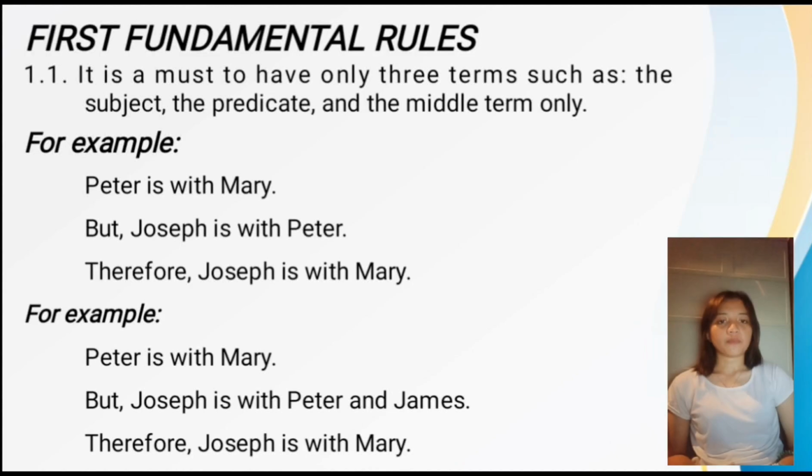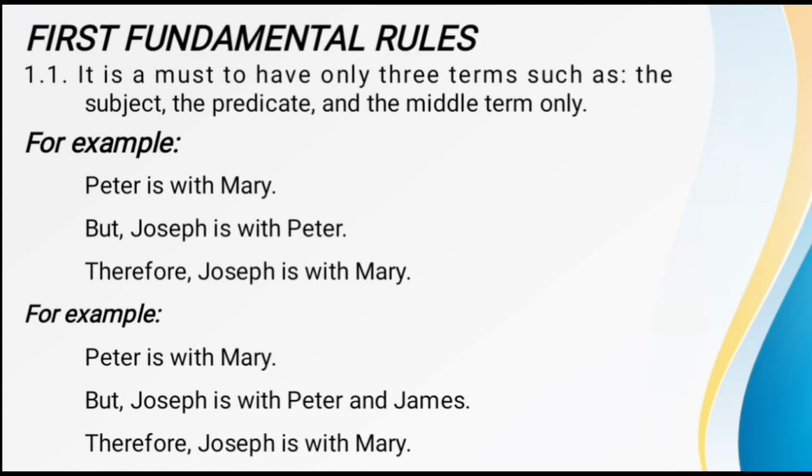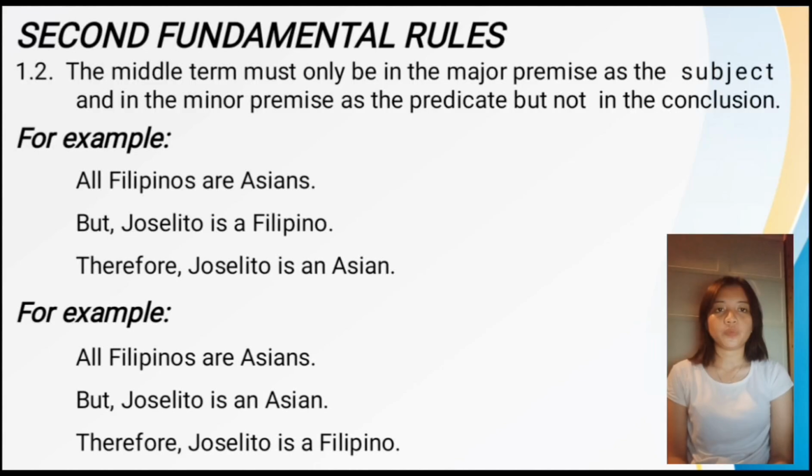Dito tayo sa second example. For example, Peter is with Mary, but Joseph is with Peter and James. Therefore, Joseph is with Mary. So, dito sa second example, mali na to siya kasi four terms na yung nagamit, which is nadagdag si James. Clear naman dun sa rules na kailangan is three terms only dito sa first fundamental rule. So, proceed tayo sa second fundamental rule.